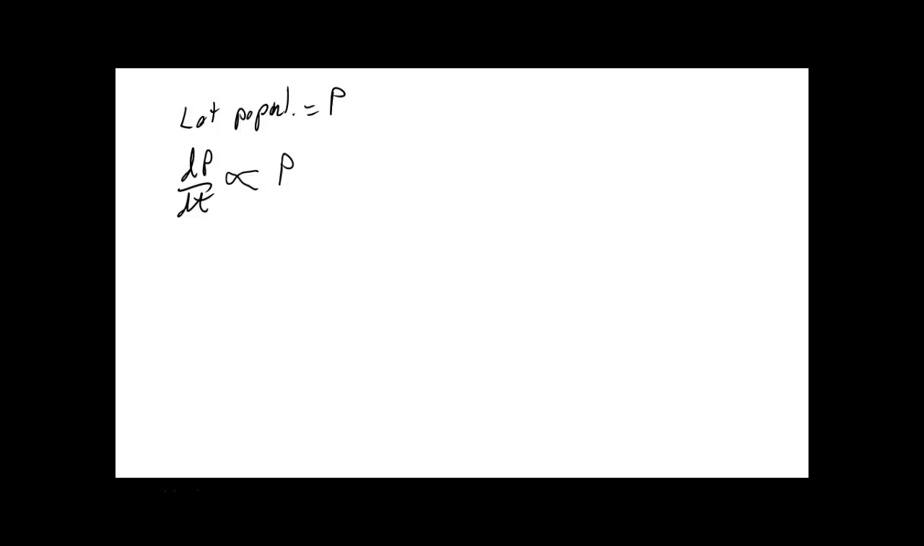So how do we change a proportion to an equation? Anyone know? Introduce a constant of proportionality. So that would then go to dP/dt = kP. I just chose k. Yeah, that's what they chose also. Where k is that constant of proportionality.